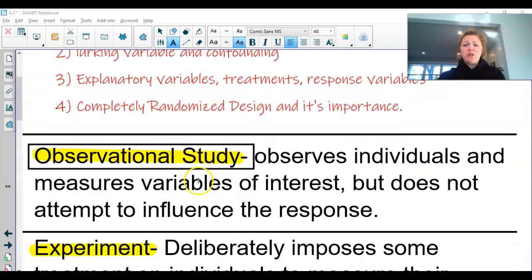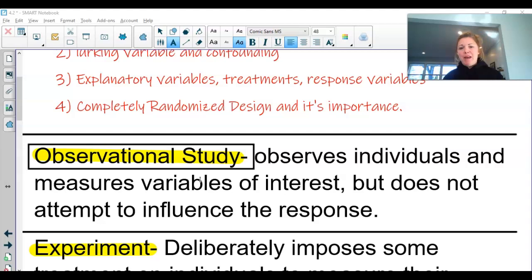First one is an observational study. Some of you in one of my blocks have already written this down. An observational study observes individuals and measures variables of interest, but it does not attempt to influence their response. For example, if I want to know what percentage of people at Armstrong drove an SUV, I could just go out to the parking lot, count all of the cars and then the number of SUVs, find that percentage, and draw conclusions that way. That's an observational study. Anytime you're given a sample survey and asked to check boxes, that's an observational study.